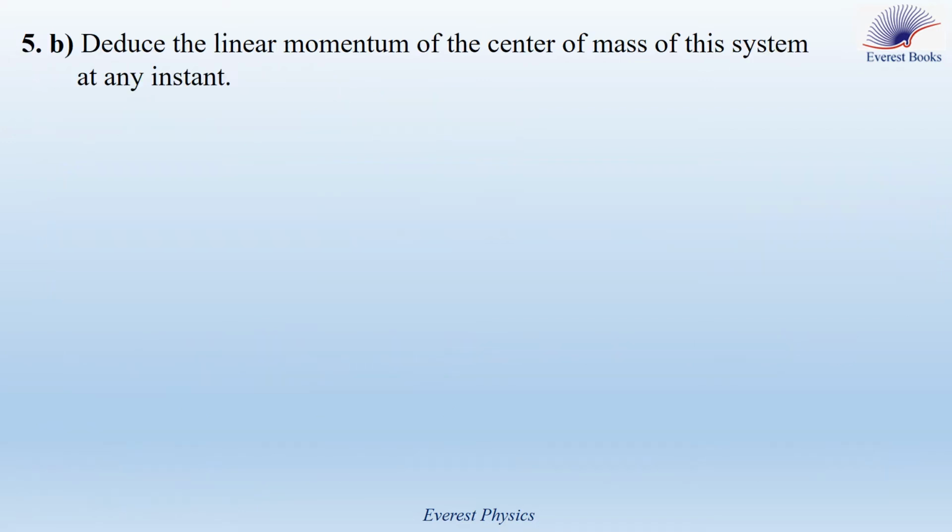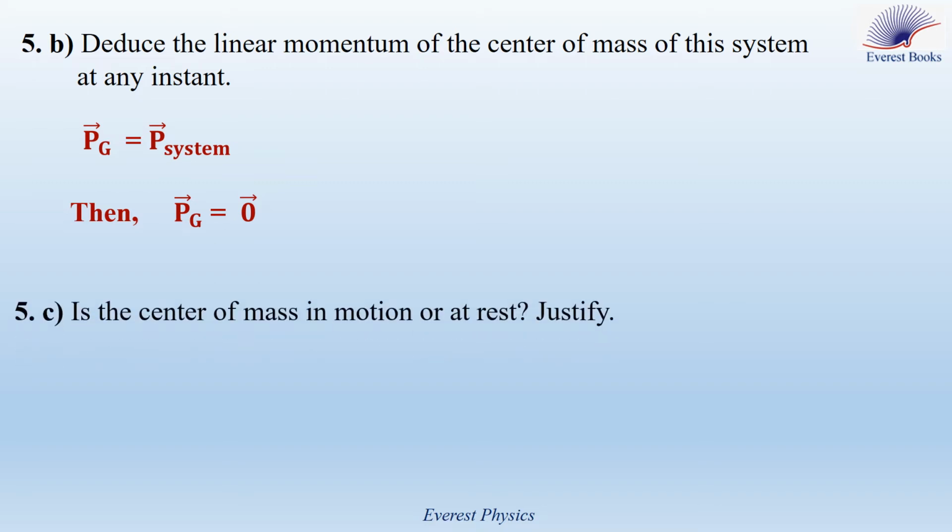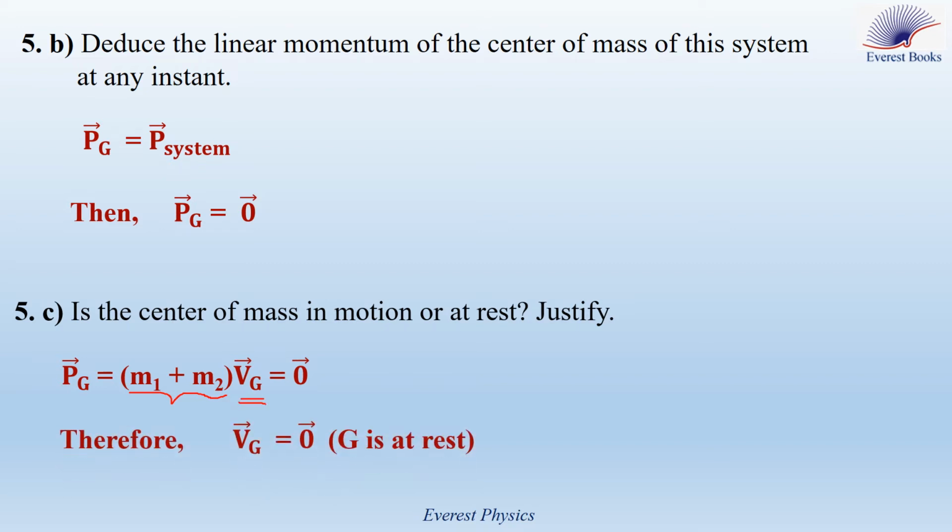Now, part 5b. Deduce the linear momentum of the center of mass of this system at any instant. You know that the linear momentum of a system of constant mass is equal to the linear momentum of its center of mass. But as we have seen in part 5a, the linear momentum of our system is 0. So Pg is equal to 0. Let's move to part 5c. Is the center of mass in motion or at rest? And justify. You know that Pg is equal to (m1 plus m2) times Vg, but Pg is equal to 0. Now, m1 plus m2 is different from 0, so Vg must be 0, and therefore the center of mass is at rest.